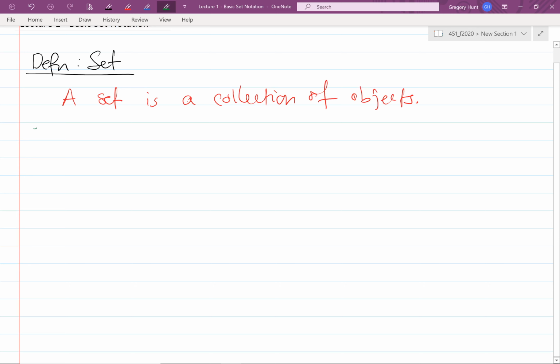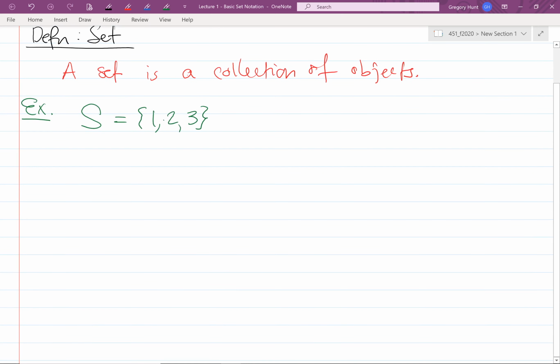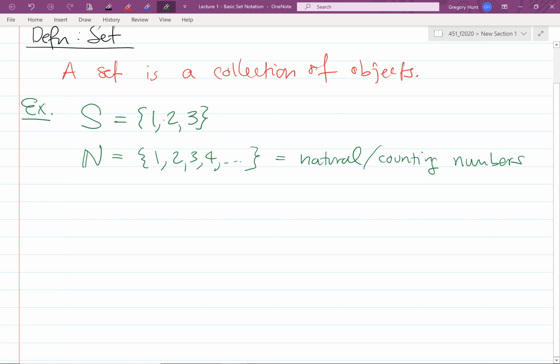So examples being, I can have the set S be the set of numbers 1, 2, 3, denoted as 1, 2, 3 between my curly braces. I could have the set, say, blackboard bold N, which is my natural numbers, which is 1, 2, 3, 4, etc., all the way out ad infinitum. So this is what's called the natural or counting numbers. So basically positive integers.